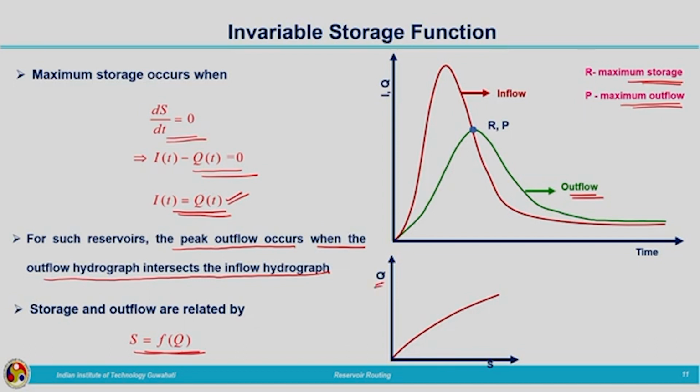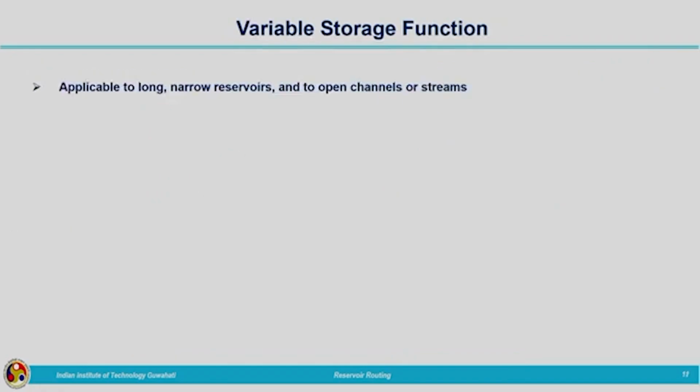Q along the y axis and S along the x axis can be represented by means of a single curve. This is the invariable storage function. This particular point represents the maximum storage and also the maximum outflow. Now, coming to the variable storage function, where it can be applied. In the previous case, the length of the reach should be shorter compared to the width and depth of flow.